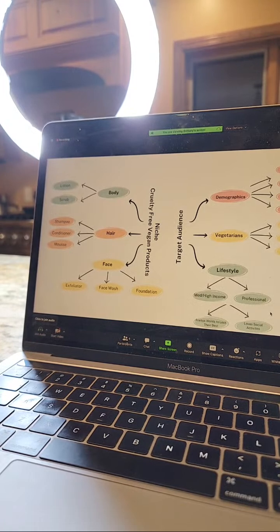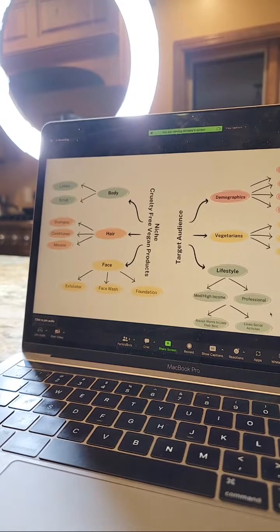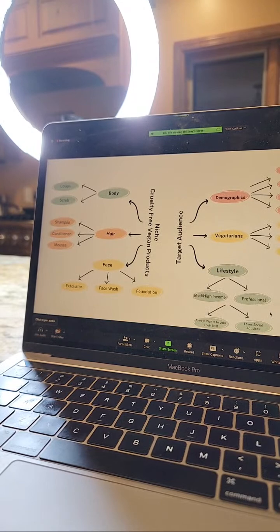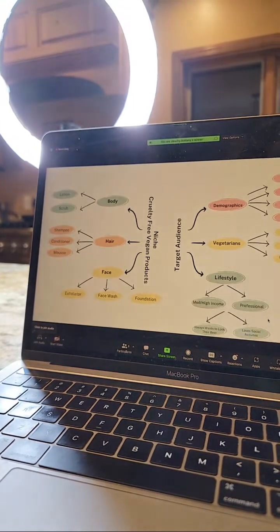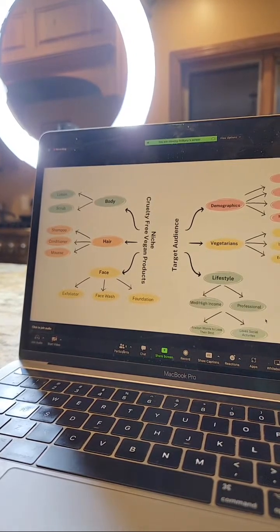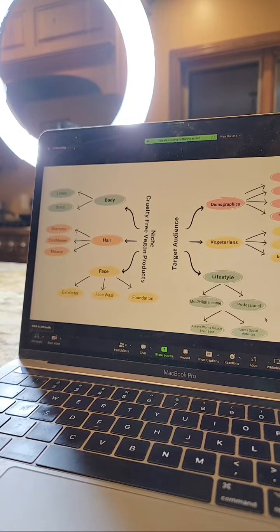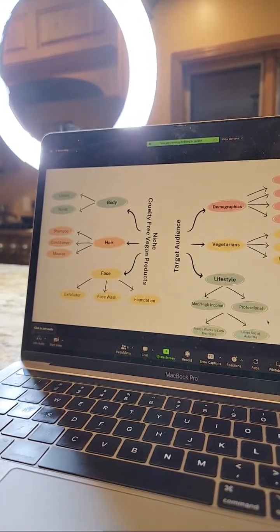So definitely nitpick your target audience. Even though this isn't your niche, I'm going to use the word niche, you can't niche down enough when it comes to your target audience, because the more specific you get, the better you're going to be able to create your content, create your videos, and reach your target audience to eventually sell what you are promoting.